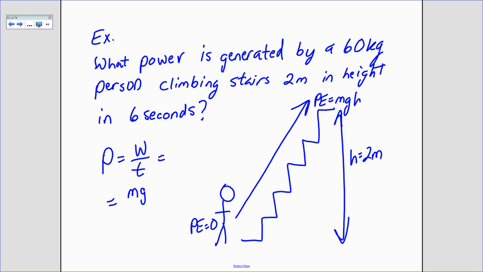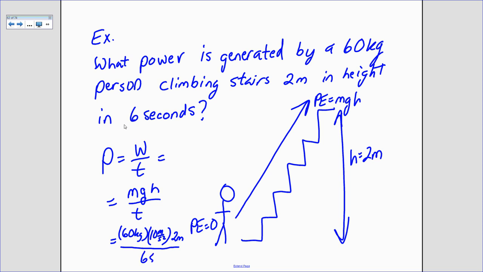And so the amount of energy that he gains is mgh, right? Because I've increased my potential energy from zero at the bottom of the stairs to some non-zero value at the top, divided by the time. And then it's just a matter of plugging in the numbers. So I have 60 kilograms times 10 meters per second squared times h, which was 2 meters, divided by the time, if I want to know the power, and that's 6 seconds.